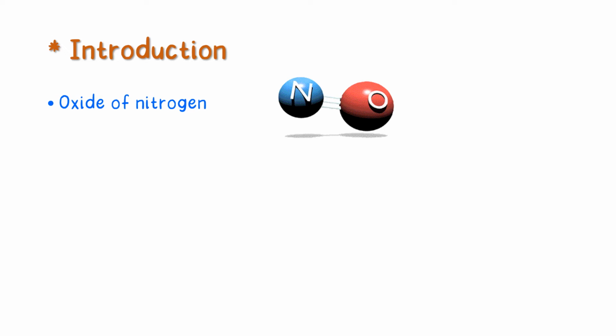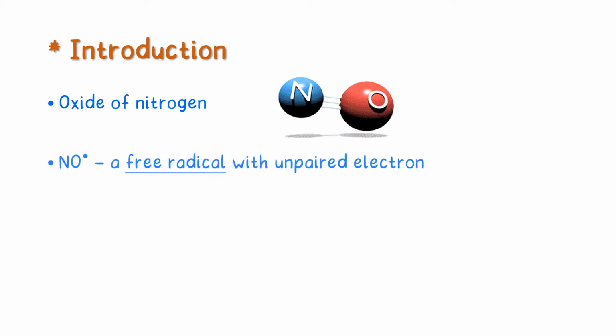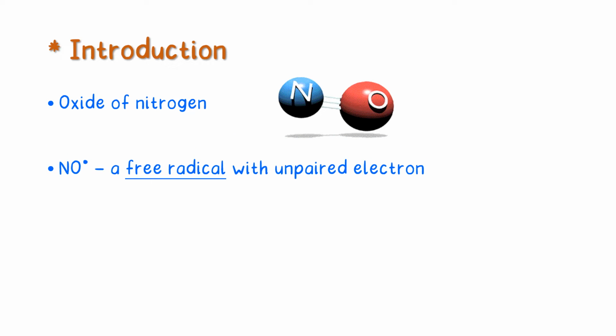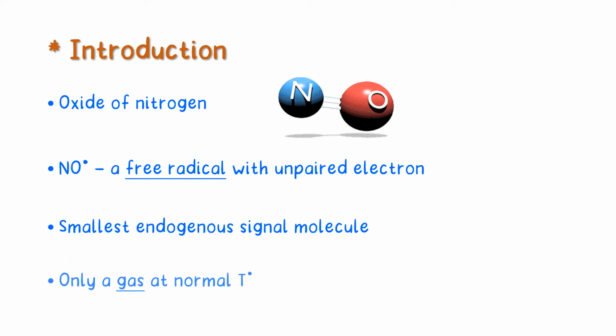Nitric oxide is one of the oxides of nitrogen. It is nothing but a free radical with an unpaired electron. It is the smallest endogenous signal molecule and the only one which is in gas form at normal temperature.